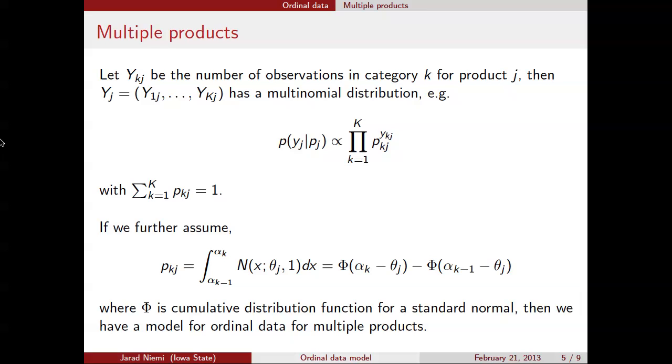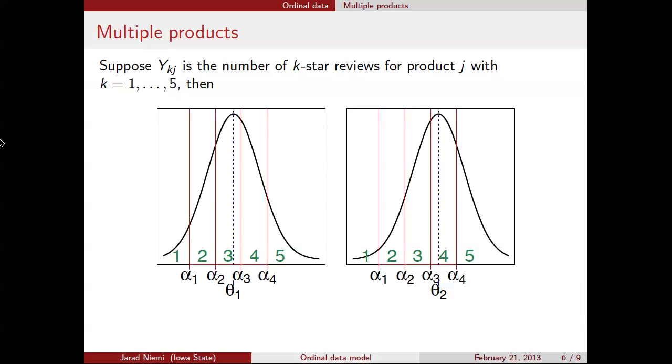All right, so the way that we're defining it today, there's the same alpha cut points over all products, but each product has a different mean for their normal curve. All right, so let's look at that as in a picture. So here's what we have. We have product 1 on the left and product 2 on the right. These alpha cut points are in exactly the same spot, but the theta, the mean for that normal curve, for the first product is between alpha 2 and alpha 3, and now for the second product between alpha 3 and alpha 4.